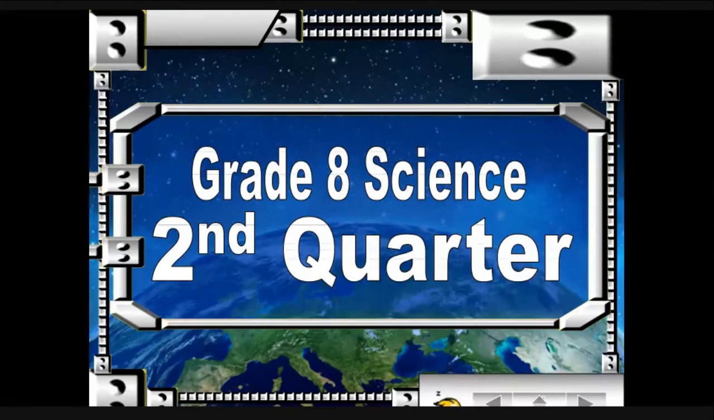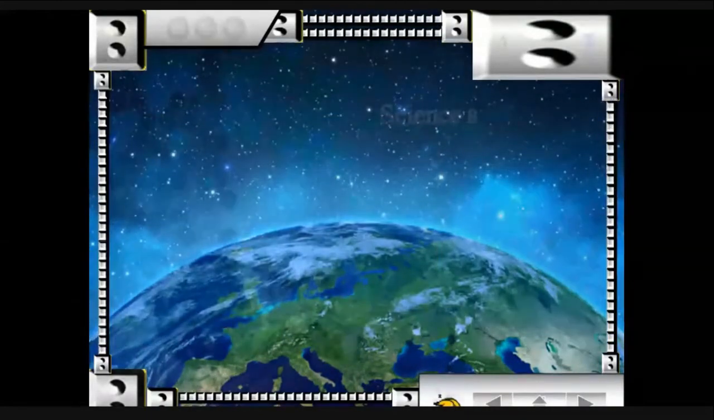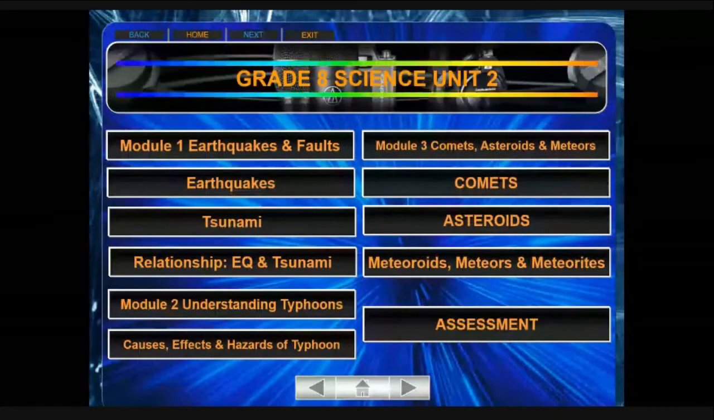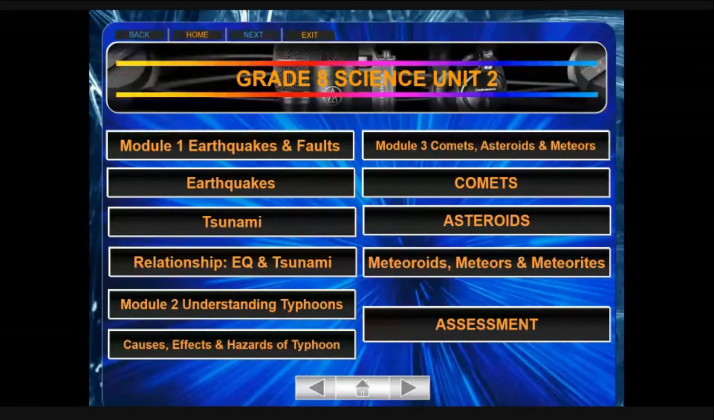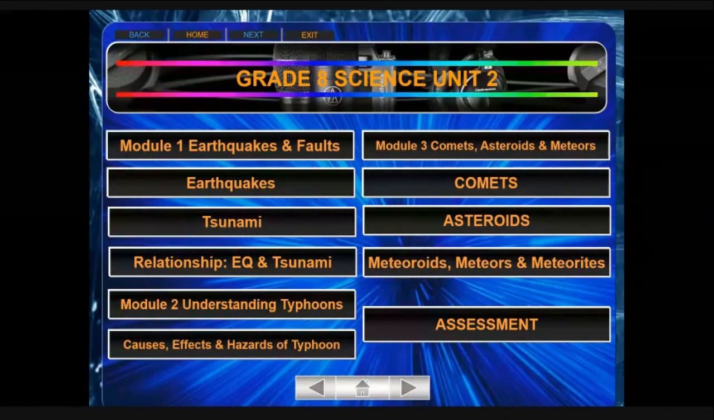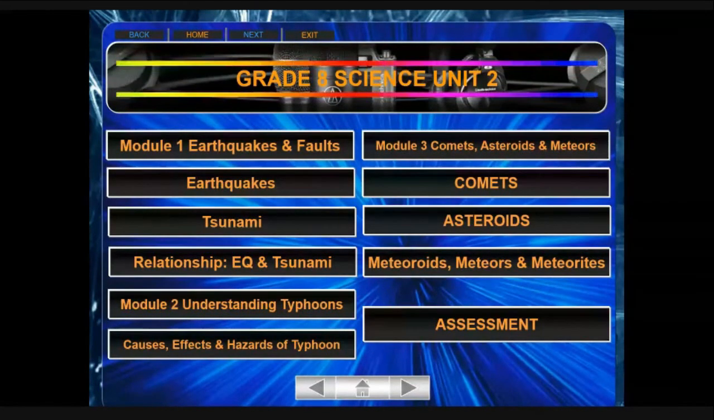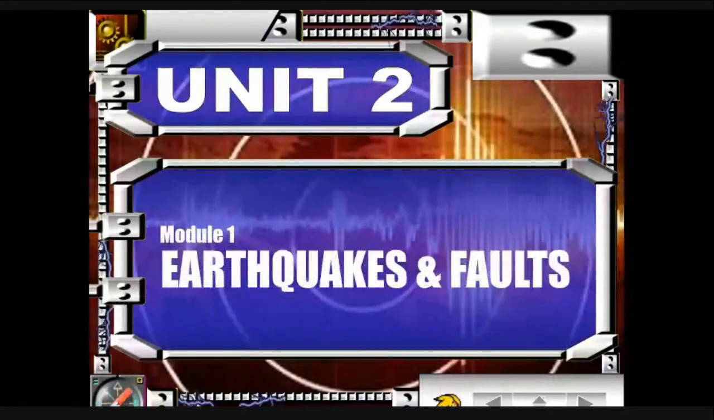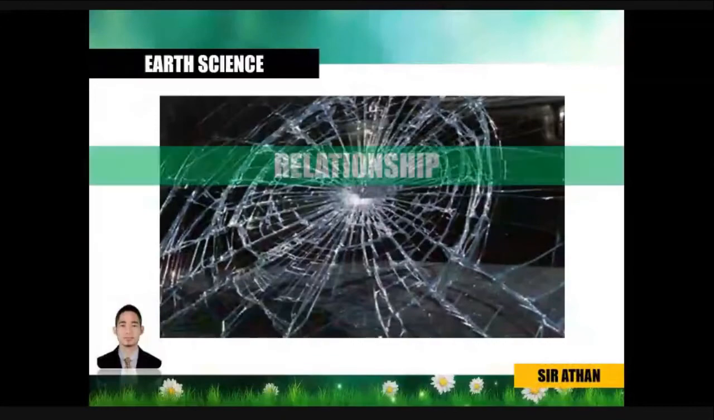So sa second quarter, makikita natin dito ang different topics. Ito na yung modules ng quarter 2 or second quarter. Ito na yung topic: earthquakes and faults, understanding typhoon, comets, asteroids, and meteoroids. At meron na rin akong nilagay na assessment. So, ikik-click lang ni teacher ang presentation na to at nandoon na siya sa topic. Earthquakes. Okay. So, yan yung ating earthquake topics.